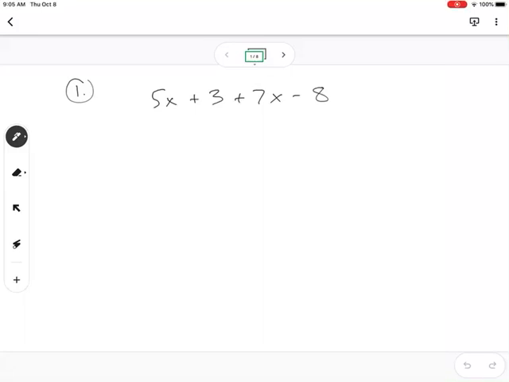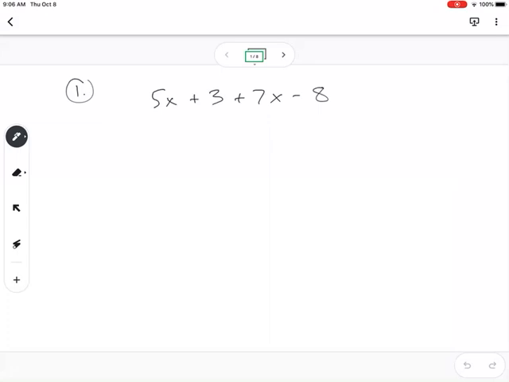Okay, here is me going through pretty quickly the answers to each of the questions on the Chapter 2 practice quiz. You should pause, rewind, and you can also fast forward to get to the questions that you're most interested in. So, number 1, simplify.